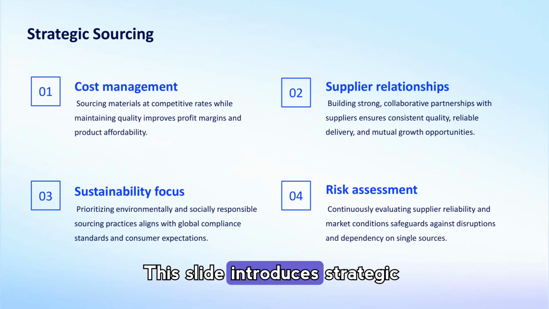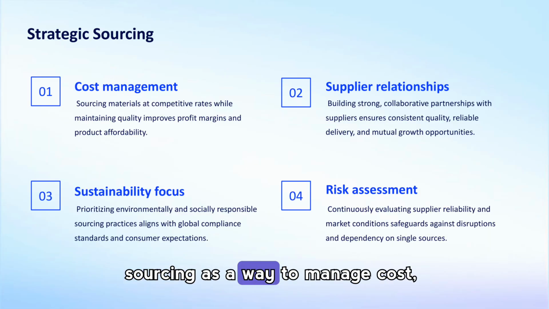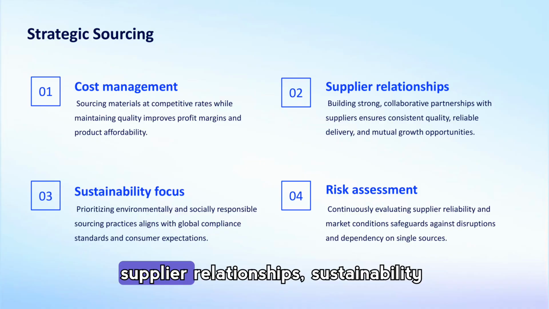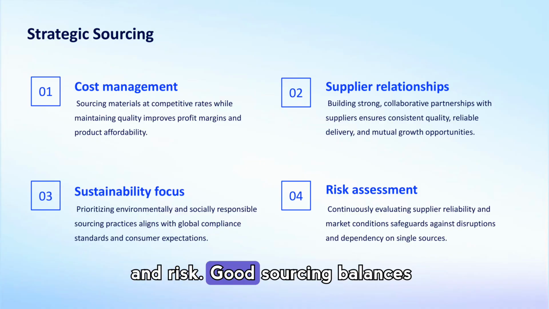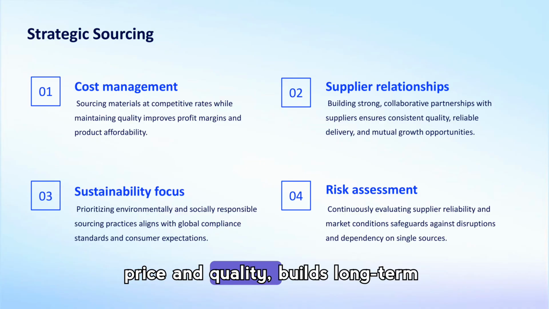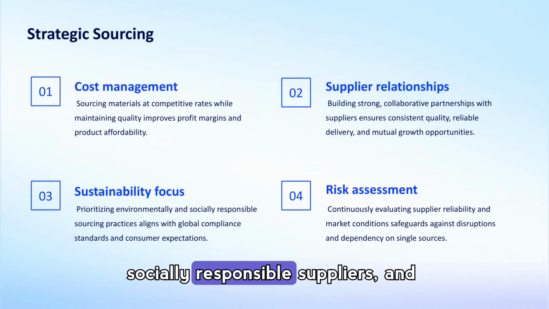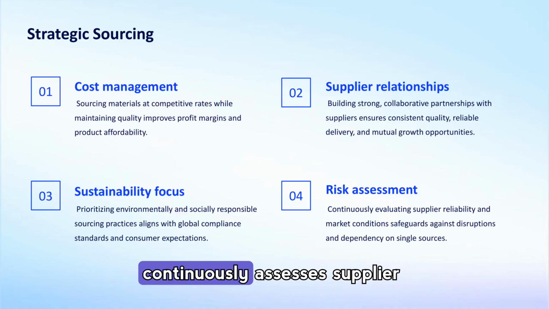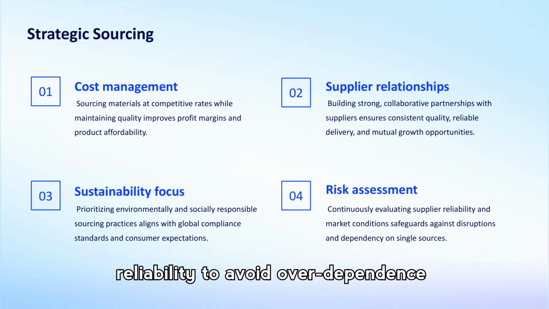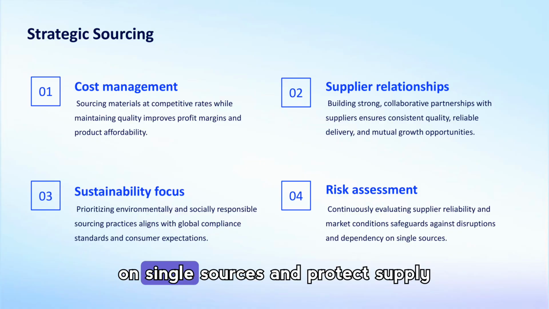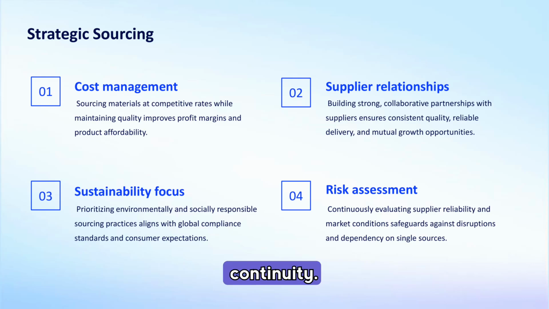This slide introduces strategic sourcing as a way to manage cost, supplier relationships, sustainability, and risk. Good sourcing balances price and quality, builds long-term partnerships for reliable delivery, prioritizes environmentally and socially responsible suppliers, and continuously assesses supplier reliability to avoid overdependence on single sources and protect supply continuity.